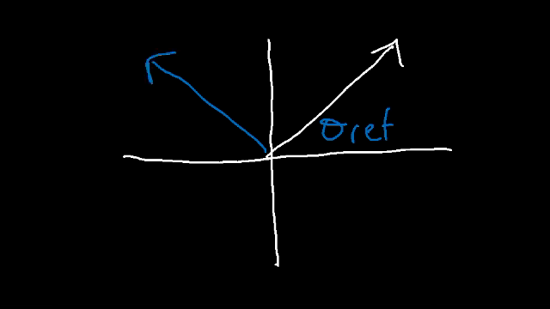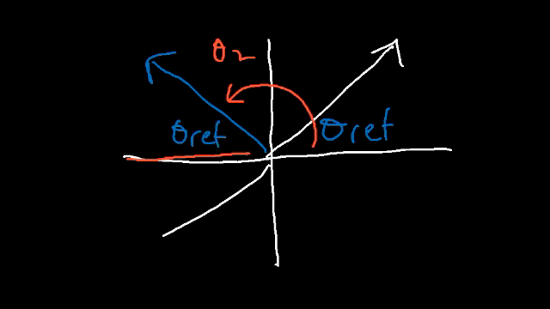In quadrant 1, this angle represents the reference angle. In quadrant 2, the regular angle is over here, but the reference angle is between the x-axis and the blue line, so this is the reference angle. In quadrant 3, the reference angle is over here. The reference angle is always between the x-axis and the hypotenuse of the triangle that is formed.